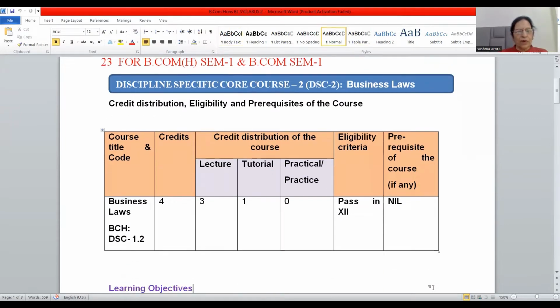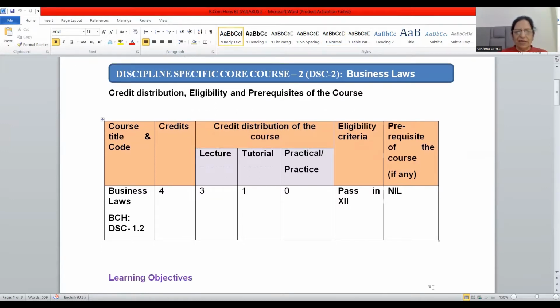There are 4 credits for this paper and the lectures are 3. So the teachers will be having 3 lectures in a week with 1 tutorial. Since you people are new to the college and you do not know this tutorial concept, in the college, friends, teachers are supposed to meet the students in a group of 10 to 15 students. And whichever problem you have, you can always discuss with your teacher and the teacher will definitely solve your queries. So this is the meaning of the term tutorial.